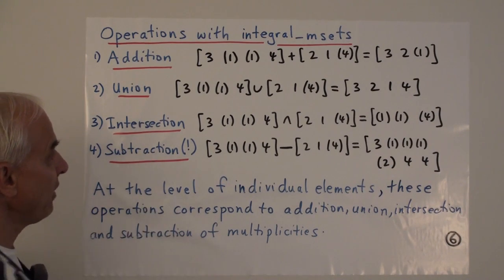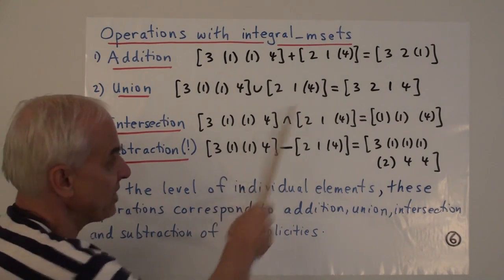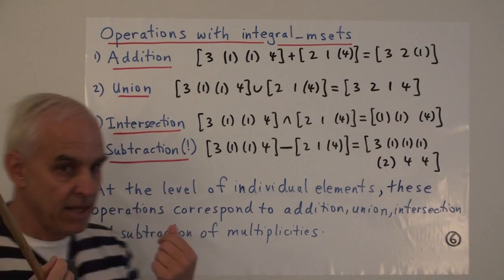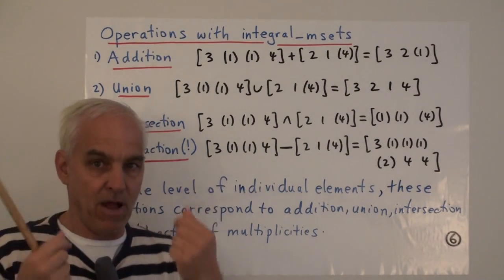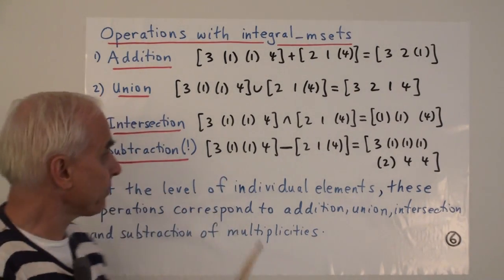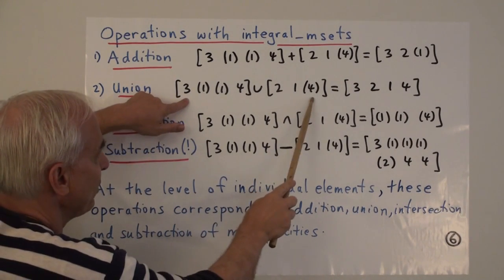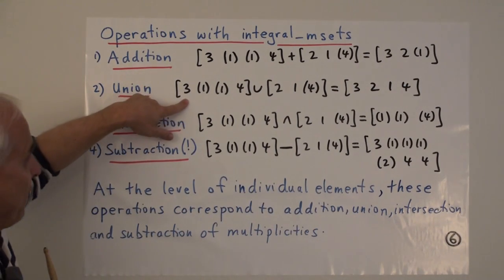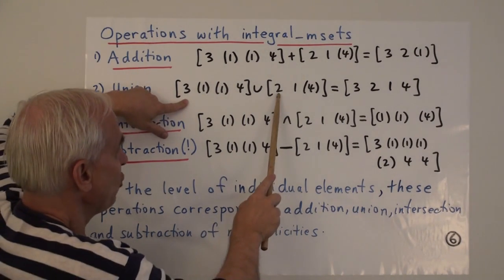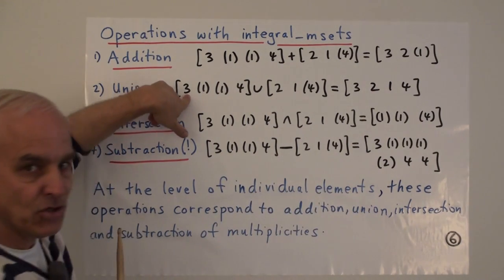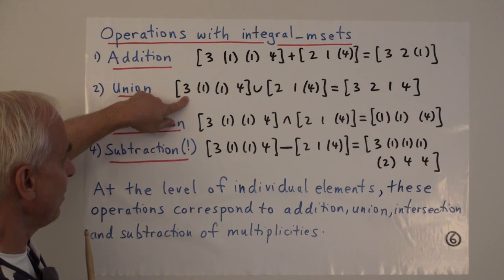How about union? If we take the same two Msets and we take their union, then we're taking the maximum of the multiplicities for each of the elements. So how many 3s are there? There's 1 3 here and no 3s there. The maximum is a single 3. How many 2s are there? There's a 2 here and none there. There's a single 2 in the maximum, or the union.